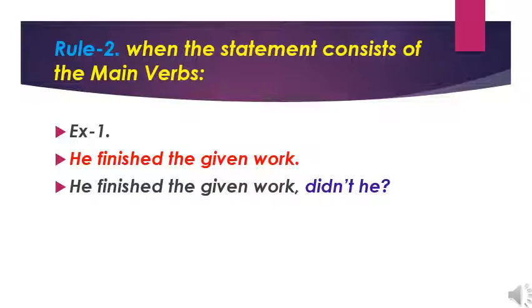Next, this is a positive statement, so make the tag negative. And here we already have a personal pronoun, that is "he." So the tag is "didn't he," and keep a question mark after this. So the answer is: "He finished the given work, didn't he?"